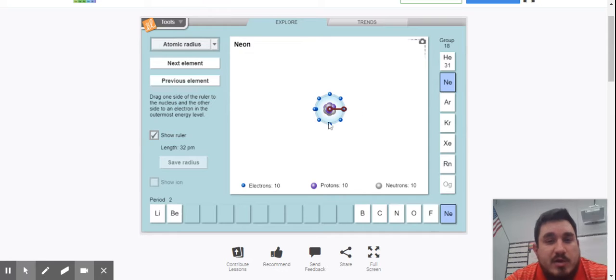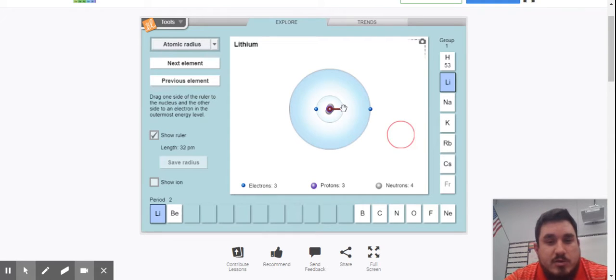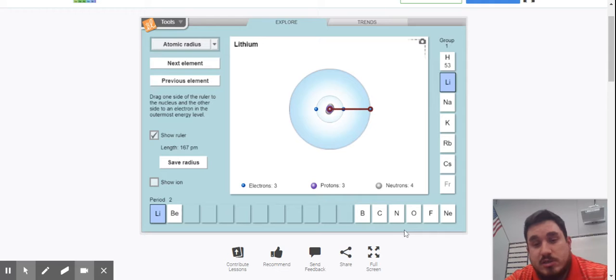And then we could do the same thing for neon, or let's go over here to lithium. So lithium, we have 2 rings instead of just 1, 2 shells. And we have 3 protons. So we're going to go all the way out here. We're going to measure that one. And again, we can save. So we have a lot that we can do here, recording the radius of the different atoms and seeing what kind of trend and pattern there are as we go across the table or down the table.